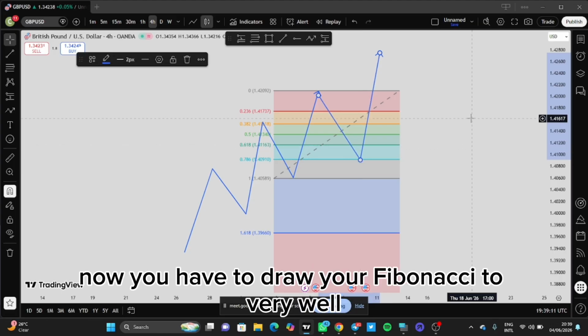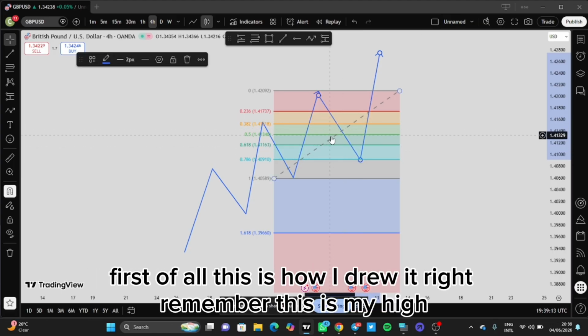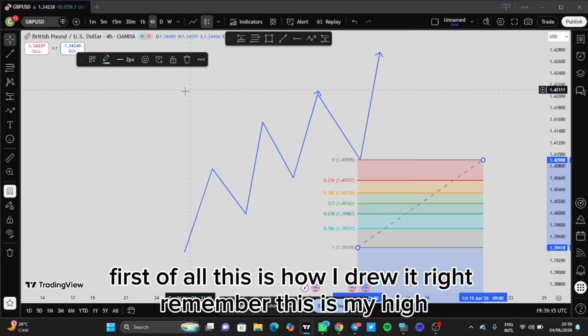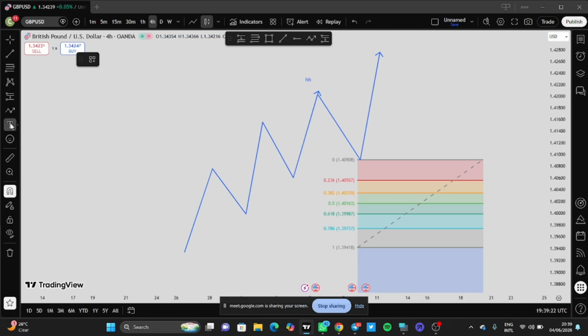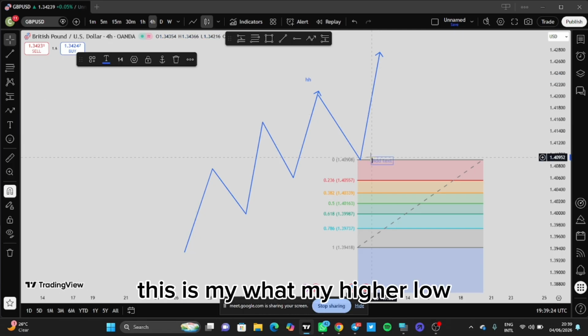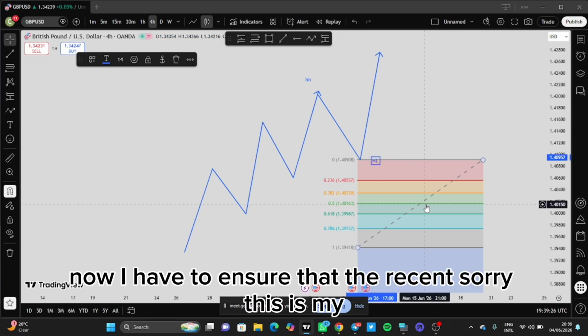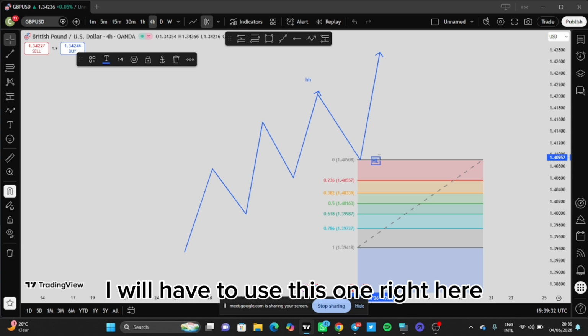Now you have to draw your Fibonacci tool very well. First of all, this is how I drew it, right? Remember, this is my high. This is my high right here, my higher high, and this is my what? My higher low. Now I have to ensure that the recent, sorry, I will have to use this one right here.